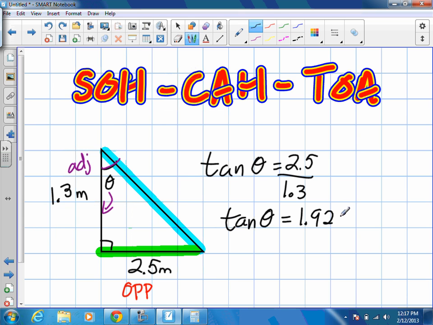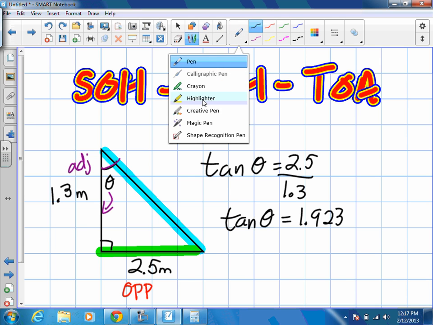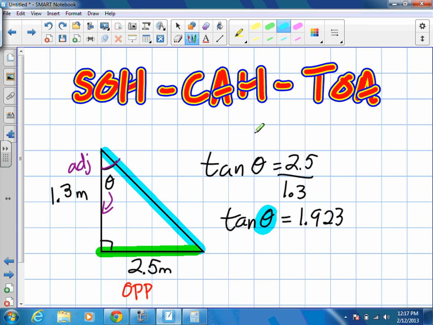1.923. Now, is that what the angle is? No, that's not what the angle is. The angle is represented by just theta here. So in order to actually figure out that, what do I have to do, Sam? That's right, we have to invert tan.